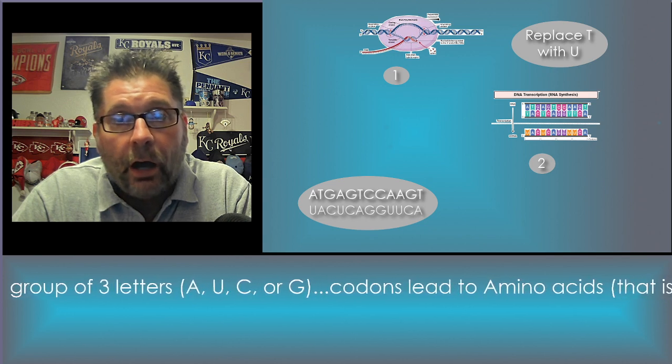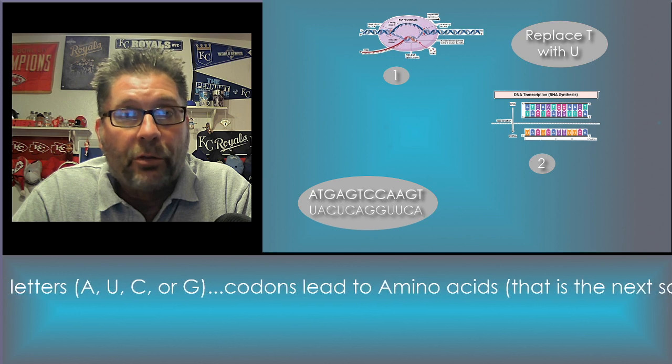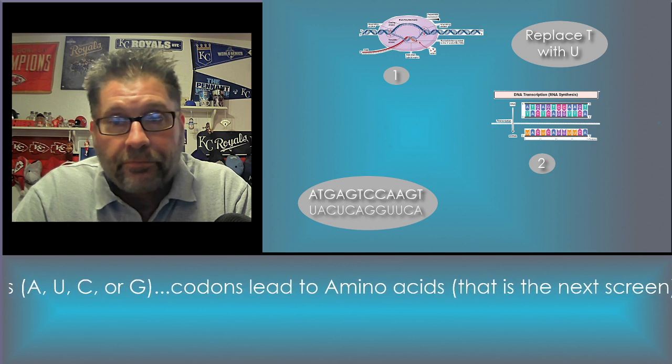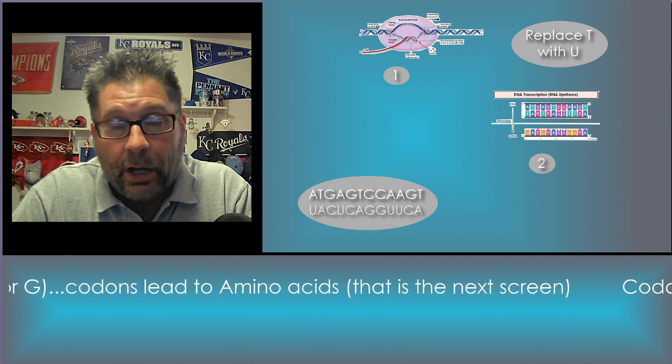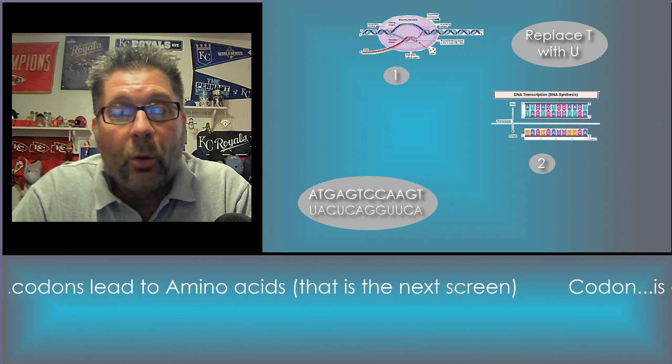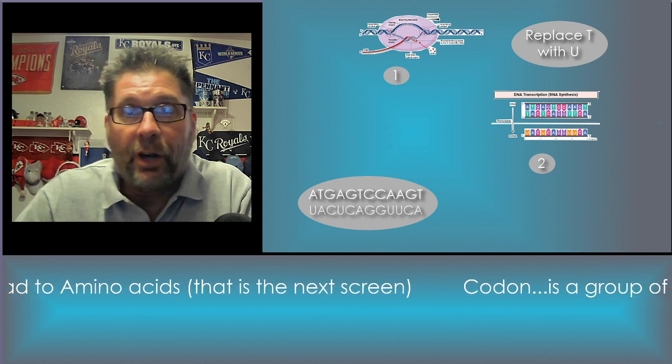Then, for the next step, they're grouped in groups of three, and that's called a codon. Groups of three, and on the next slide, or next screen, those codons are going to be read, and that determines the amino acid. But that's for next time.